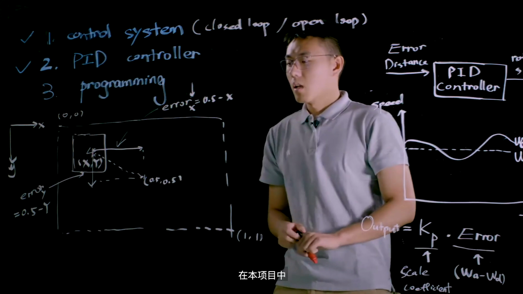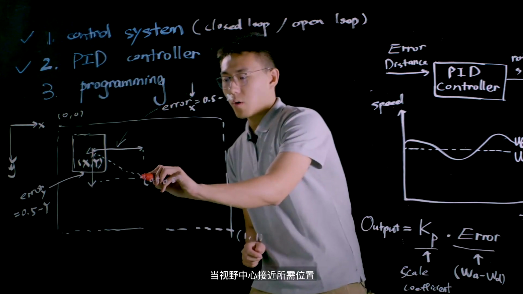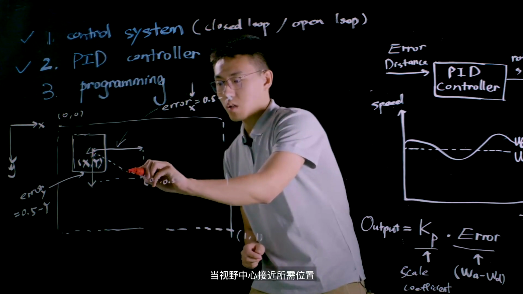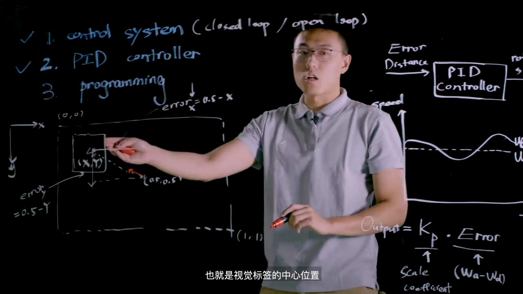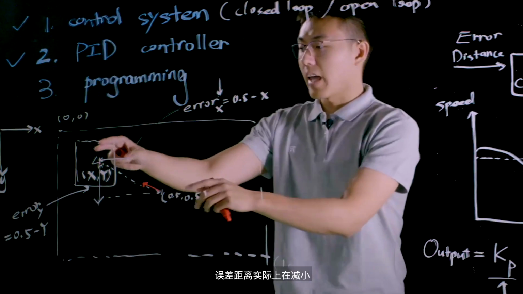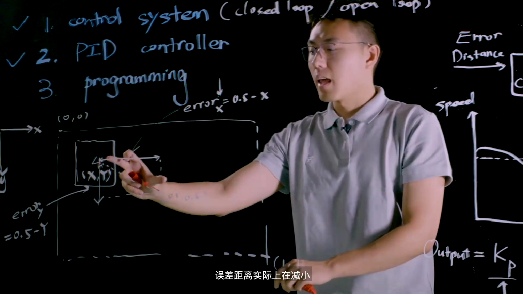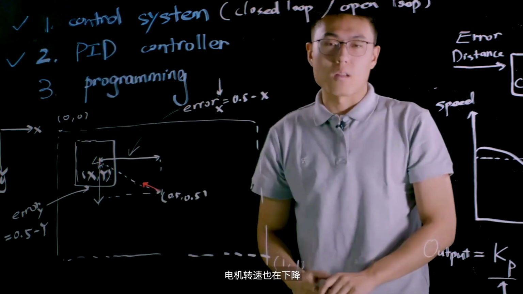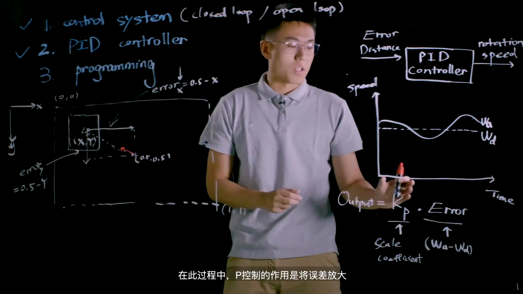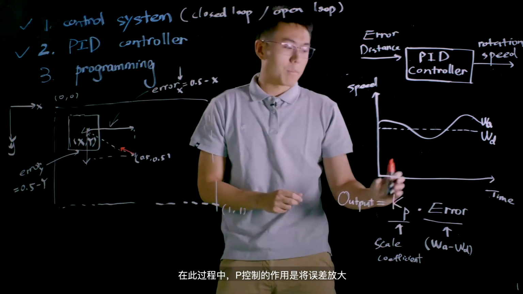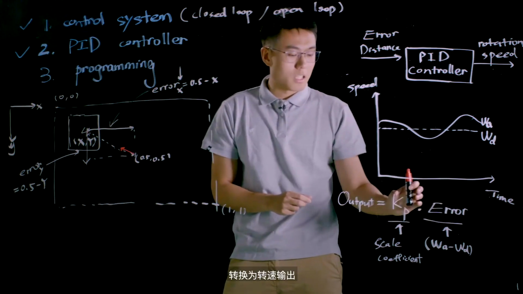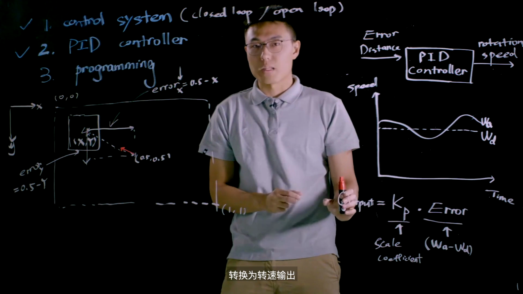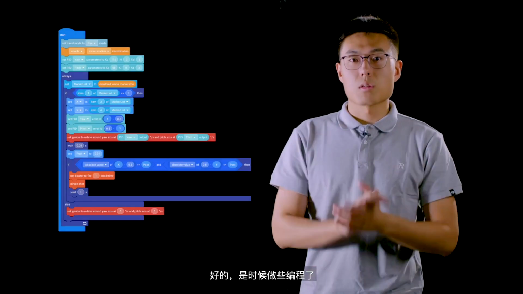In this project, when the center of the viewport is approaching the desired position, which is the center of the visual marker, the error distance is actually decreasing. And at the same time, the rotational speed of the motor is dropping as well. During this process, the function of P control is to amplify the error and convert it into the output of rotational speed. Great, it's time to do some programming.